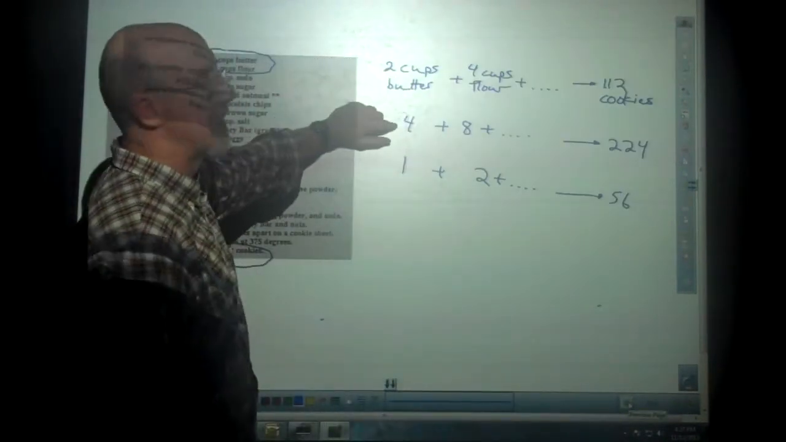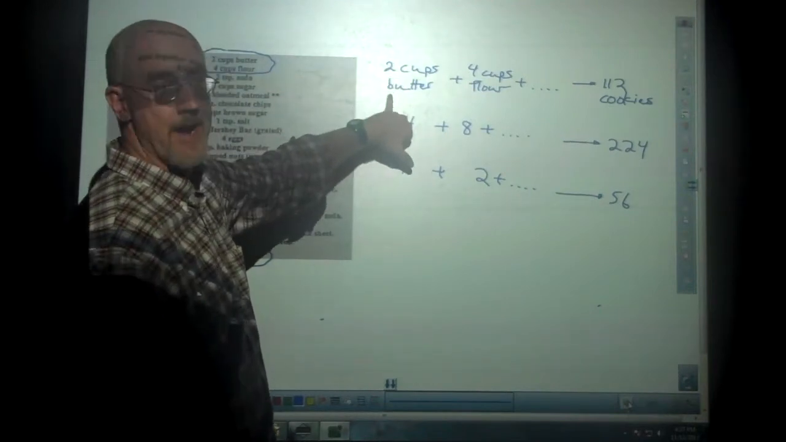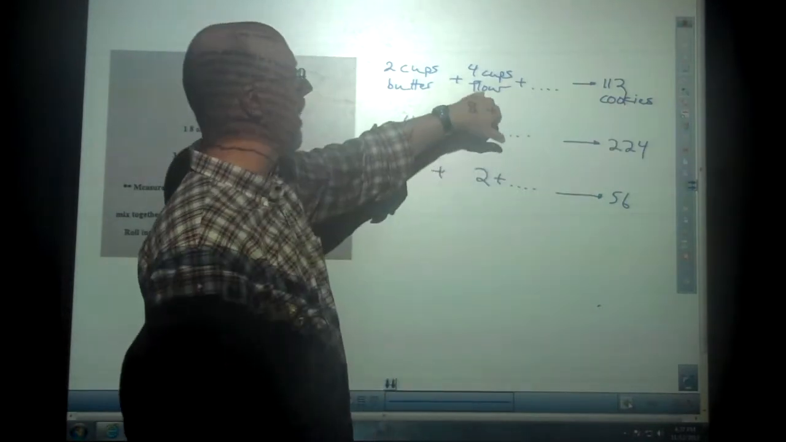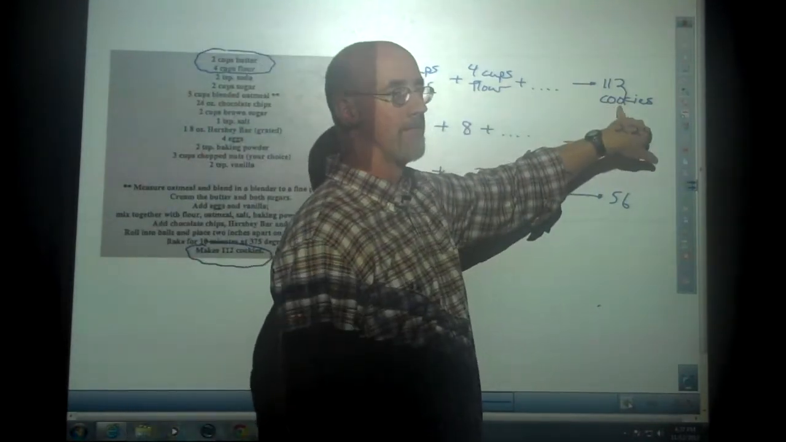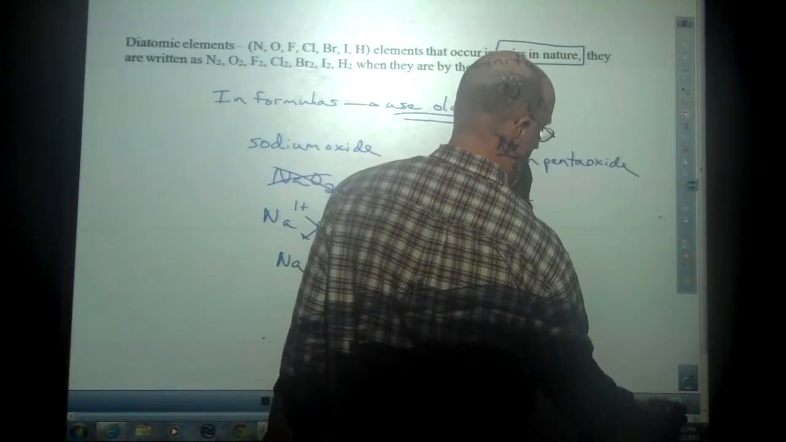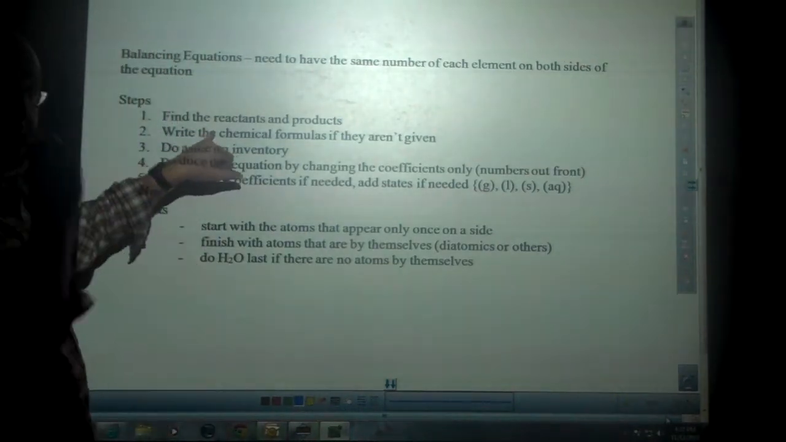Whatever I have for cups of butter, say I want to make 112 cookies. So the 2 cups of butter, they're not going to disappear. They're going to be in those cookies. If we have 4 cups of flour, all that flour is going to be in those cookies. So that's the same concept we're dealing with when we balance these equations. Okay? So you want to find the reactants and products.